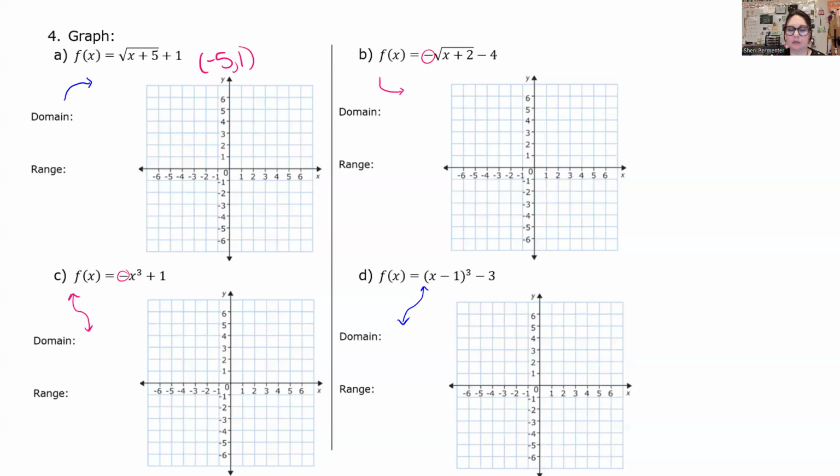What about for B? I hope somebody else knows these. For C, 0, 1. And for D.